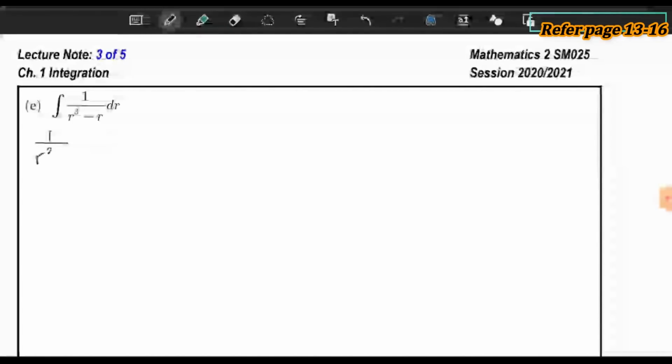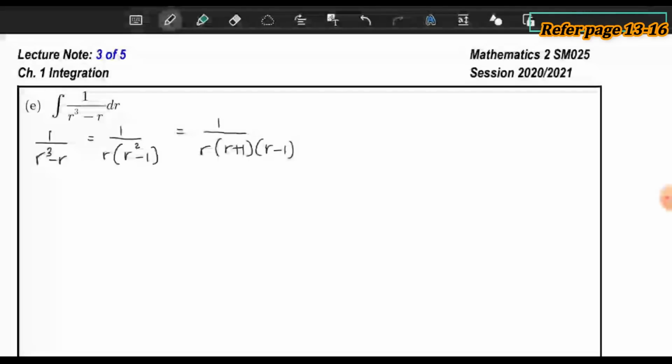Question part E. 1 over r cubed minus r can be written as 1 over r times, we factorize, r squared minus 1. And it still can be factorized as r times r plus 1 times r minus 1.